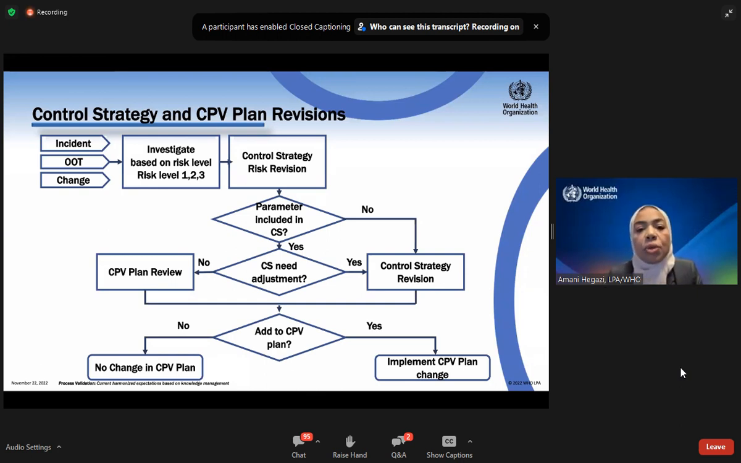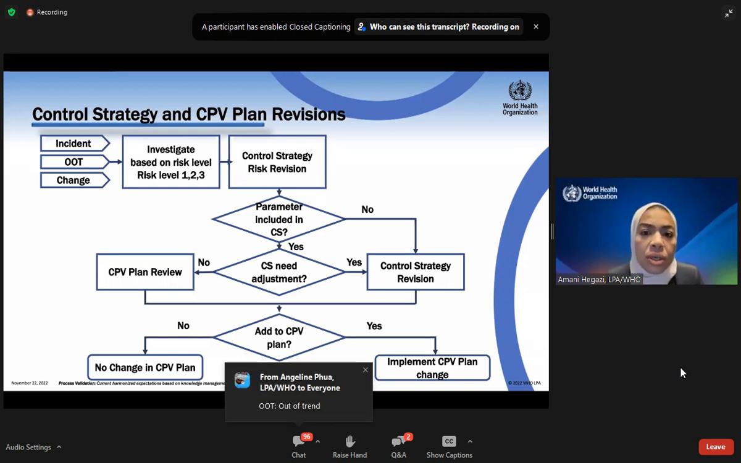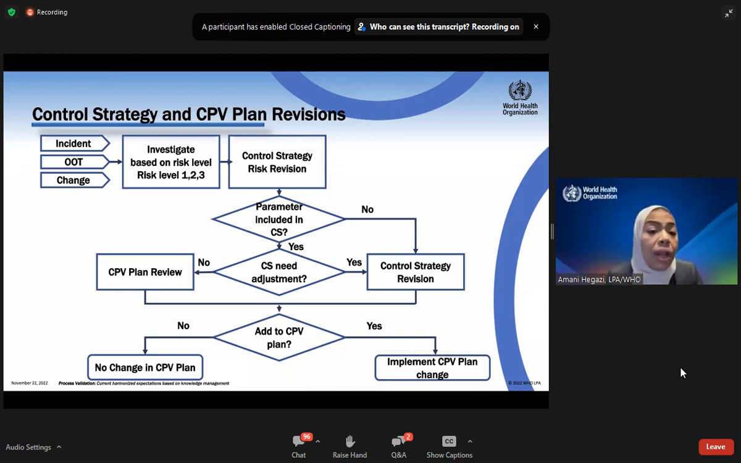Sometimes we need to revise this continuous process verification plan or control strategy based on incident, based on out of trend results, based on any change. So in response to this incident, we should investigate based on the risk level, whether it's a low level risk, a moderate level risk, or a high level risk. So we start with a control strategy risk revision. And then we should check, is the parameter included in the control strategy? If no, so we will go for the control strategy revision.